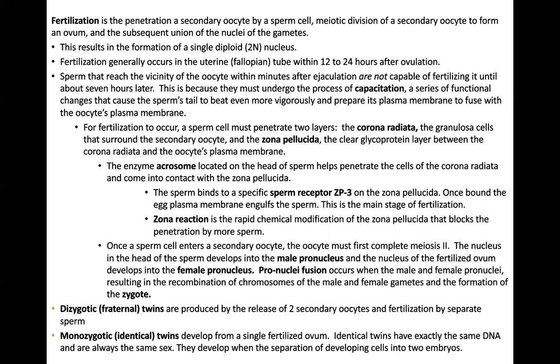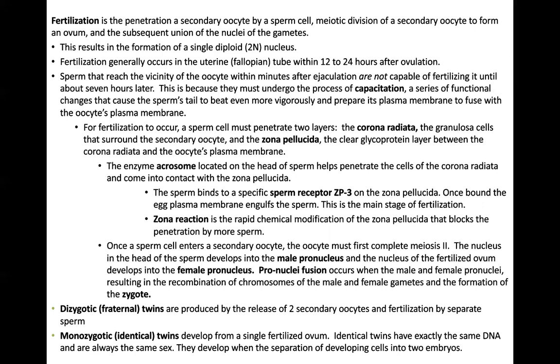A reaction called the zona reaction occurs, where there's a rapid chemical modification of the zona pellucida, which will block the penetration by any more sperm. So it will prevent two sperm from fertilizing that same egg. That's not what would produce twins or anything like that.